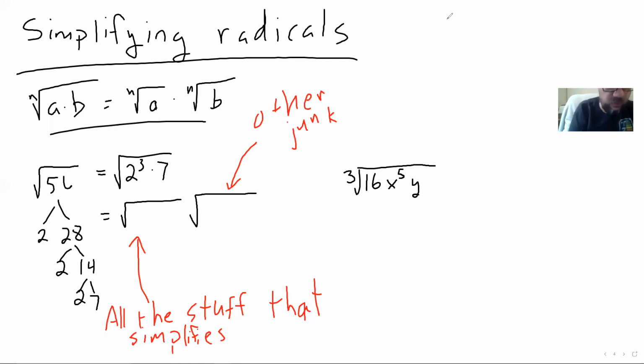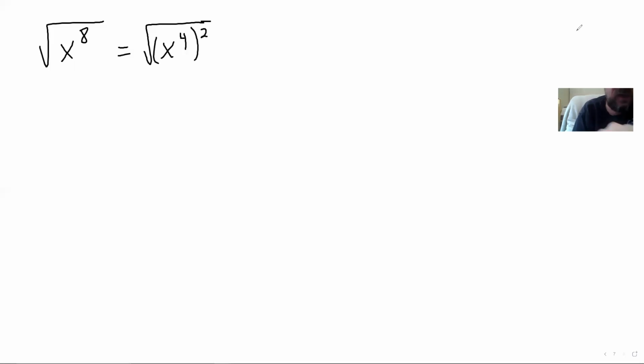So the 2 to the third, what I'm going to see here is that the square root here, the index, this hidden 2, is telling me that I'm going to end up dividing all the powers by that. The reason we're going to do that, let me go over here for a second. So if I have like the square root of, let's say, x to the 8th, I can think of that as the square root of x to the 4th squared. Well, the squared and the square root cancel out.